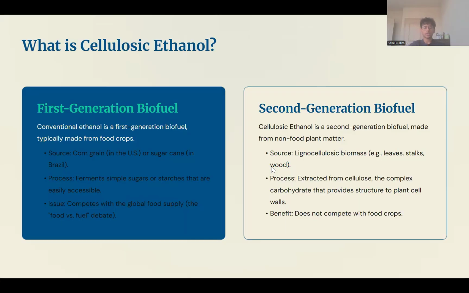While conventional ethanol is a first generation biofuel, which is basically made from food crops like corn or sugar cane, cellulosic ethanol is a second generation biofuel, which is made from non-food plant matter, such as leaves or stalks or other types of woods. Basically, it's extracted from the cellulose, which is the carbohydrate that provides the structure for the plant cell walls. And one great benefit of this is that it does not compete with other food crops.